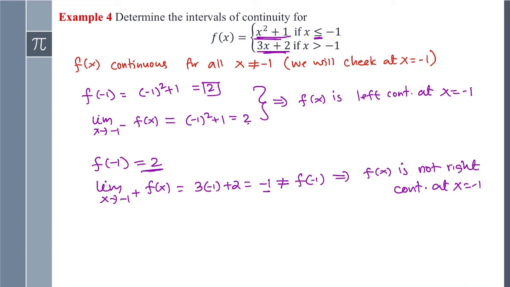So this is how we write the intervals where the function is continuous. f of x is continuous on -infinity to -1. It's included because it is left continuous at that value, and then from -1 to infinity, this is not right continuous, so we have to use the parenthesis.